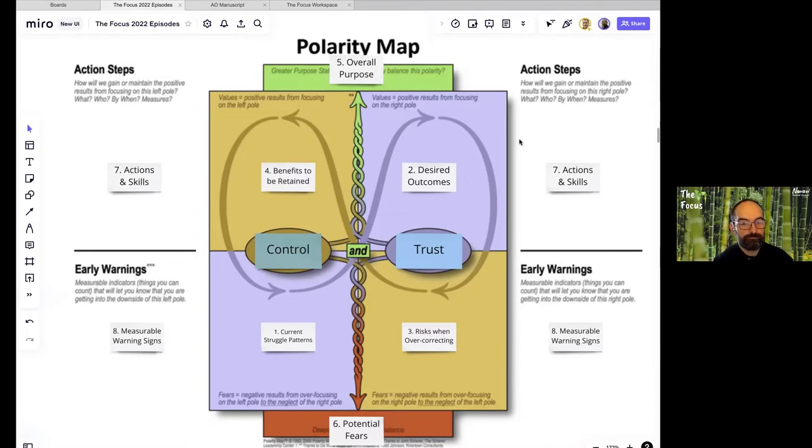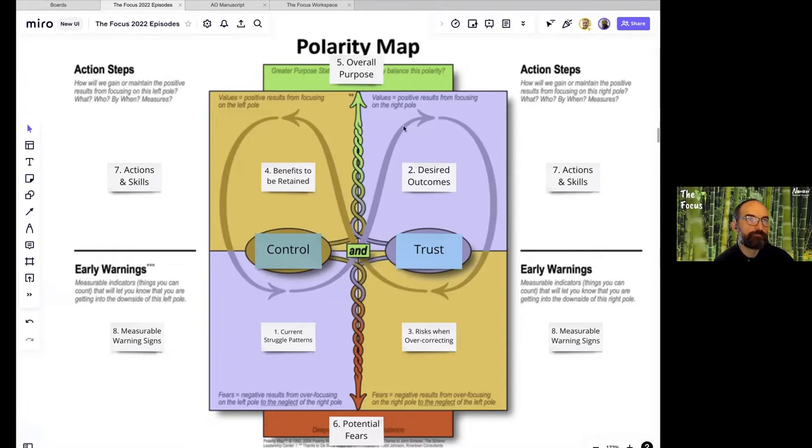And then lastly, we'll be looking at what are the measurable warning signs when we start noticing the balance slipping back into the downsides to ignite this potential fears. We talked about measurable warning signs intentionally because many of the warning signs we could either directly observe or actually have ways of measuring. And that's why we called it measurable warning signs.